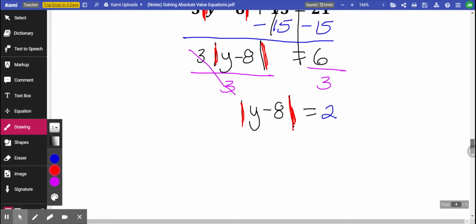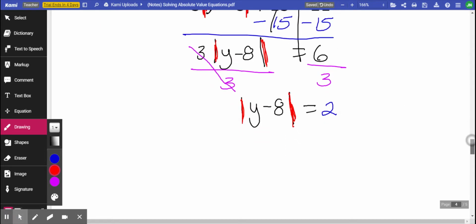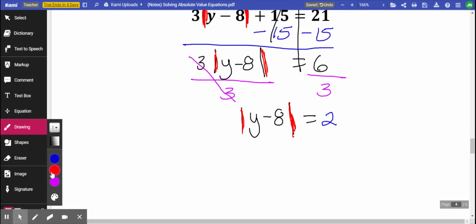Are we done? No, we still have to split it, right? So next thing we need to do is figure out if this equation is valid. So can I take the absolute value of something and get a positive number? Yes, I can. So I can keep on going. So the next thing we need to do is split it up, right?